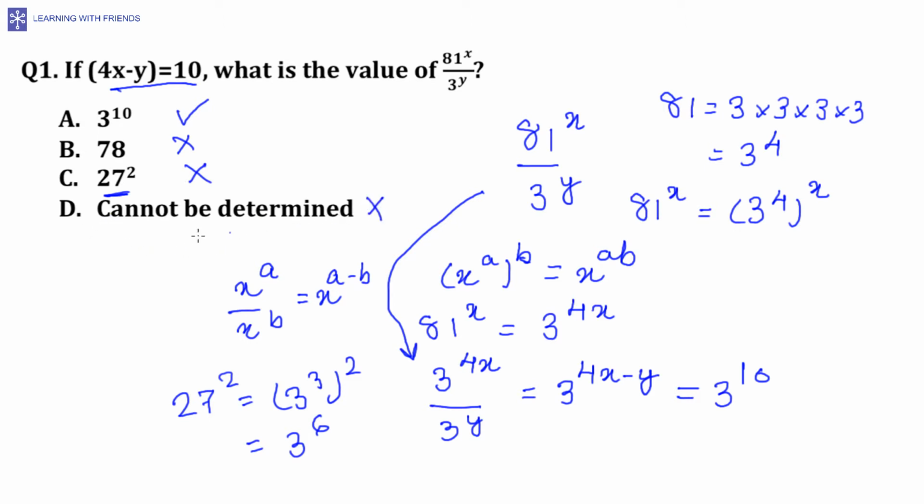This may look like a good option if you do not do these steps that I have done here, because we have just one equation in 2 variables x and y. So if you're not careful, you may think that x and y can't be found out, and therefore this fraction cannot be determined. But the interesting thing about this question was you did not have to find out x and y individually, you only needed 4x minus y, and that is given in the question, and therefore we got the right answer as 3 to the power 10.